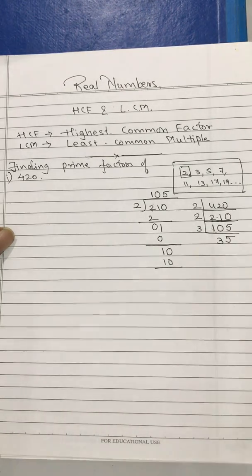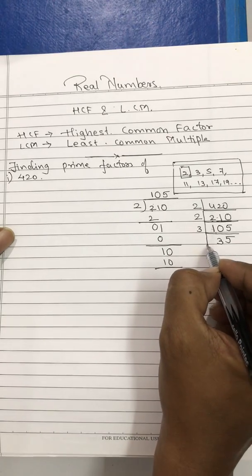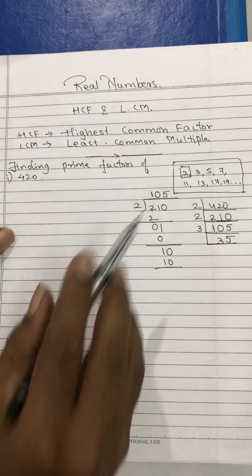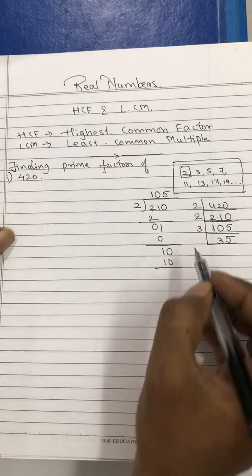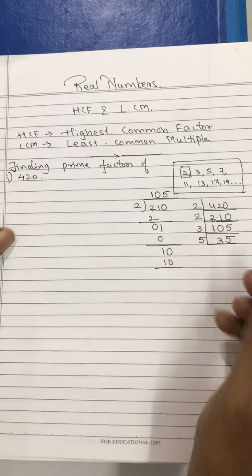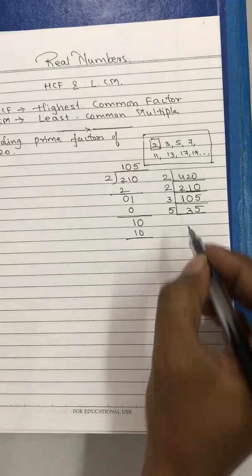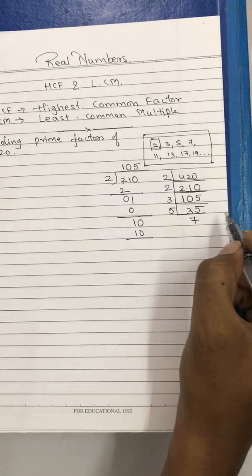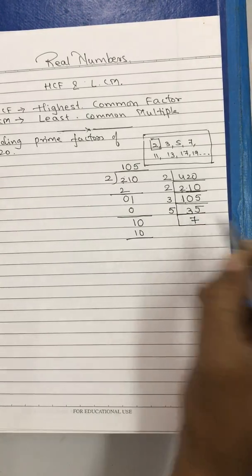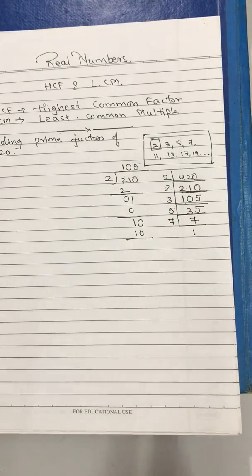So now is this divisible by 3? 5 plus 3 is 8. No, so this will not be divisible by 3. I'll have to go further. So 2 is over, 3 is over. The next prime number is 5. So I write over here 5. 7 5s are 35, and now only 7 stays. So 7 1s are 7.